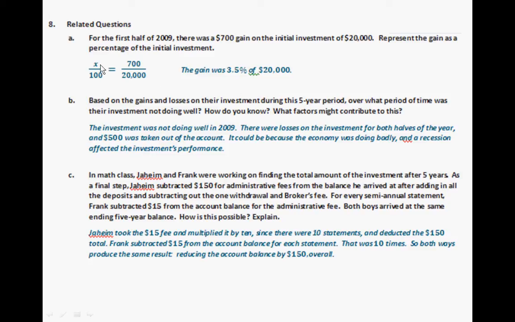So if we want to know what percent out of 100 that 700 is out of 20,000, we can use our cross multiplying and do 20,000 times x equals 70,000. And when you divide that, you end up with 3.5%.